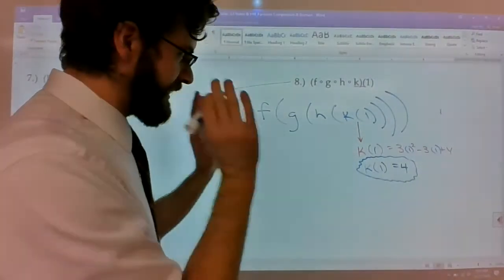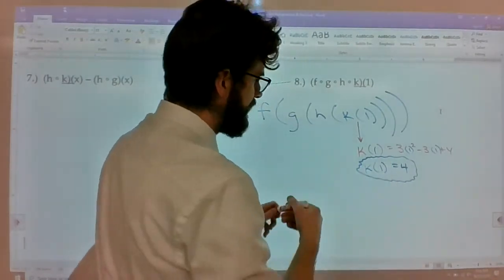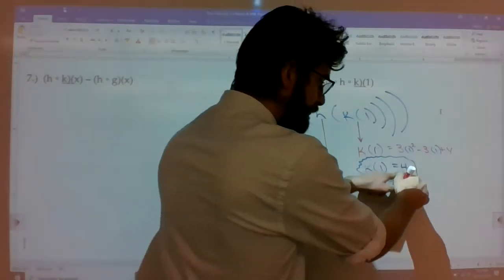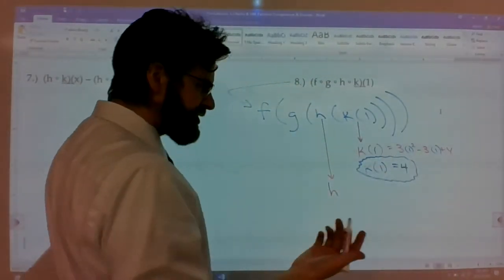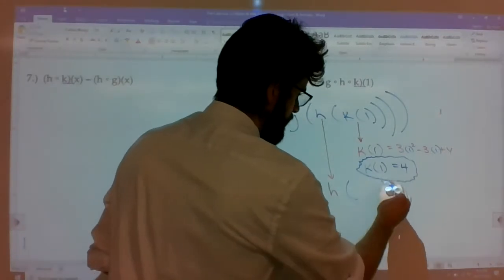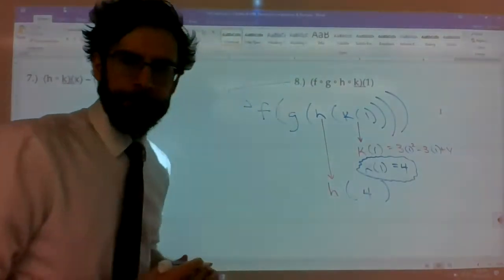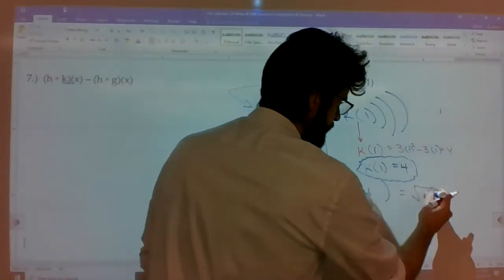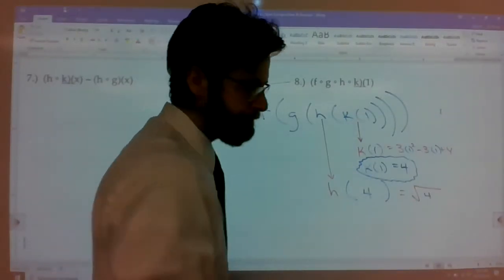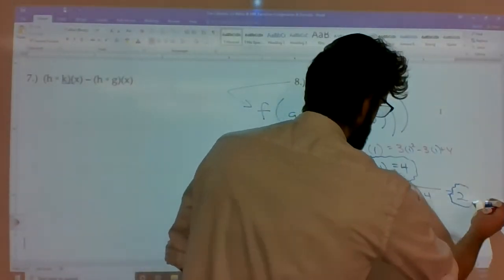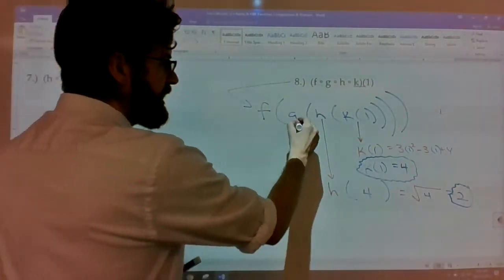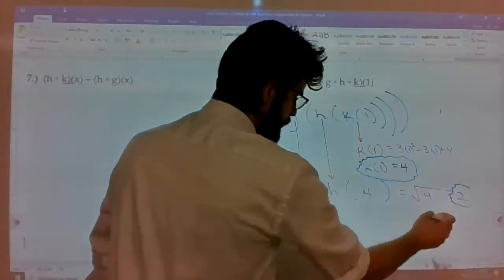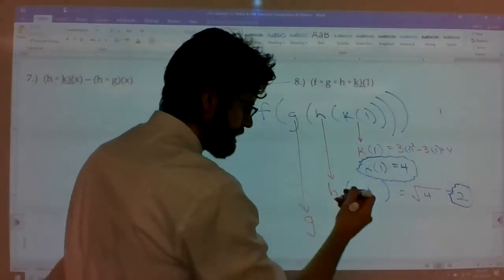Anyway, got that. Now, this tells us that instead of k of 1, I can do h now of 4, because 4 equals k of 1. So it's just a basic replacement of 4 now. H was the square root of x, so all we got to do is say it's the square root of 4, which is 2. So that's the next element. So we go to g now. Instead of g of h of k of 1, I figured out what h of k of 1 is. It's 2. So you're going to do g of 2.